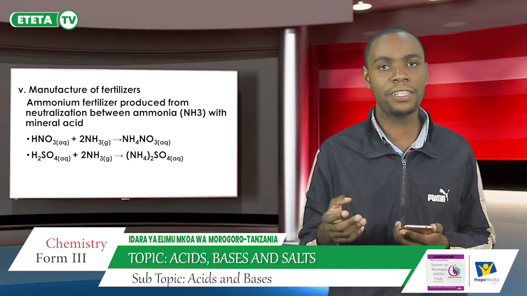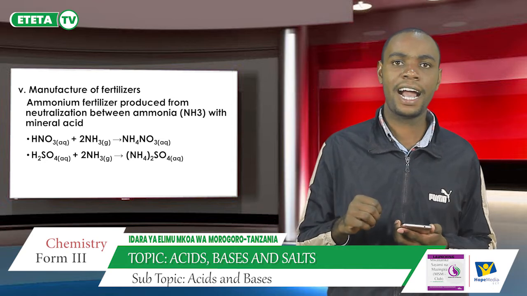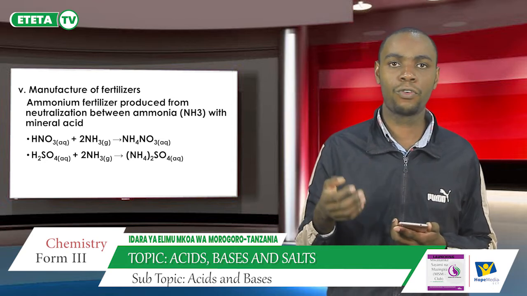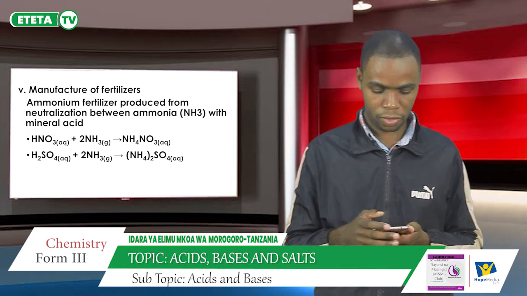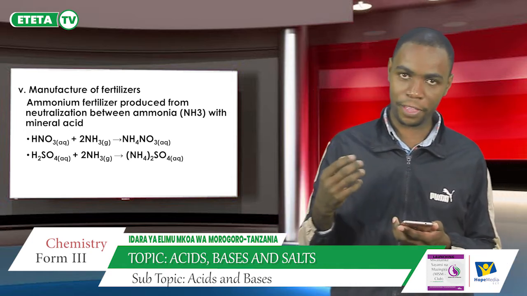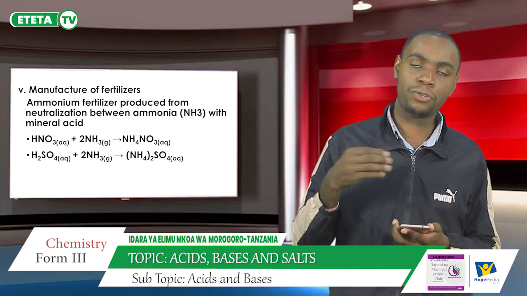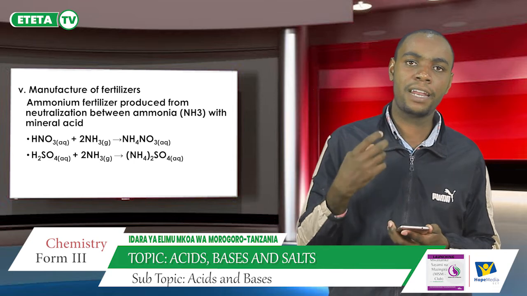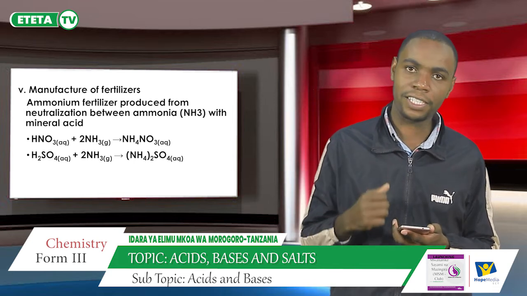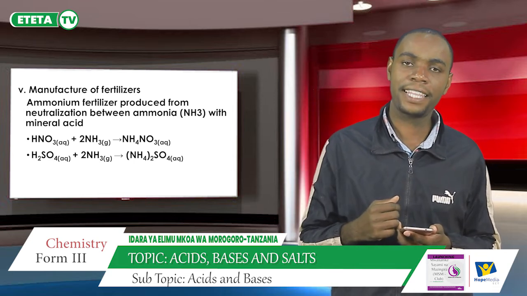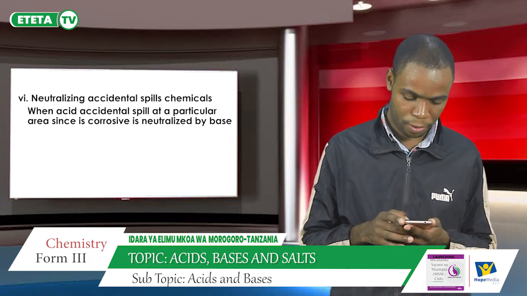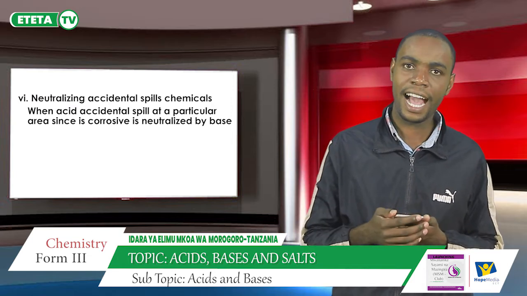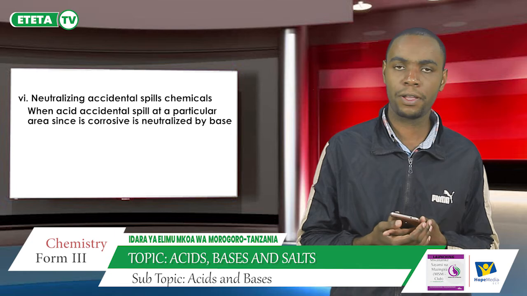Ammonium sulfate can also be used for what? For the growth of crops in the farm. So we can say that the neutralization process can be used for the manufacture of fertilizer. Another use is neutralizing accidental chemical spills.